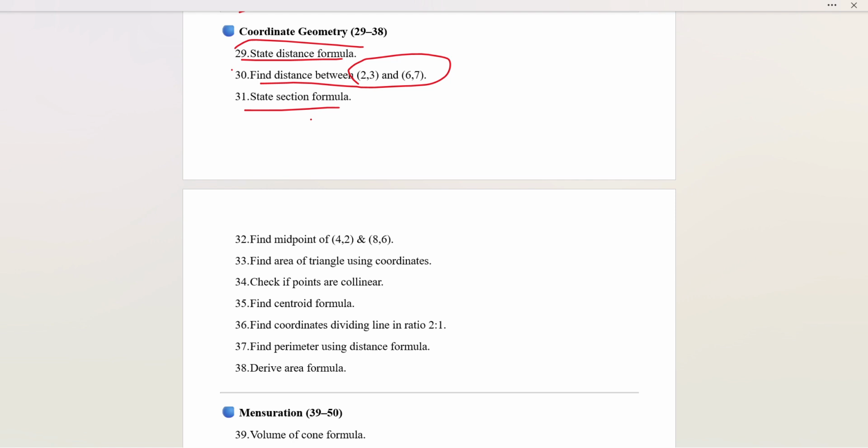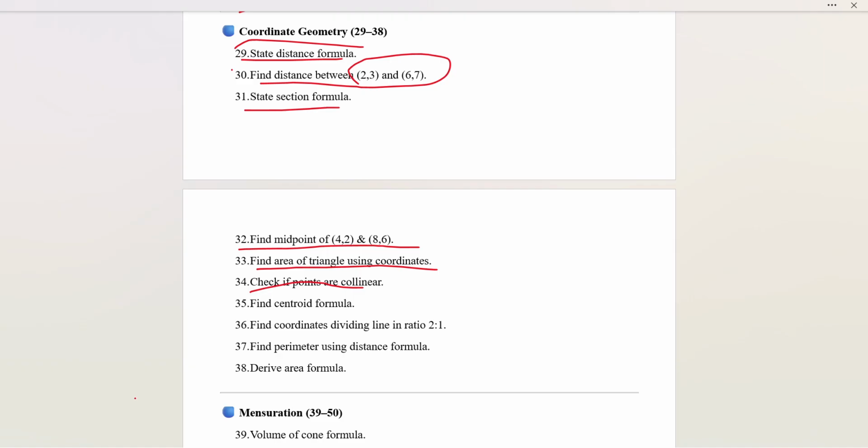Also the section formula is there, and find the midpoint of (4, 2) and (8, 6). These are for your practice. These 50 questions are here for you to practice, so you can solve them before the exam. Next is find the area of a triangle using coordinates. Next is check if points are collinear. They give you some points and ask whether the points are collinear or not. You can solve it and mention it.